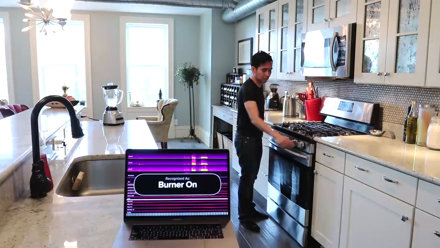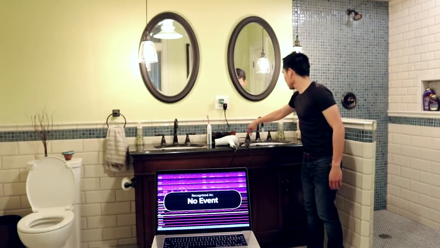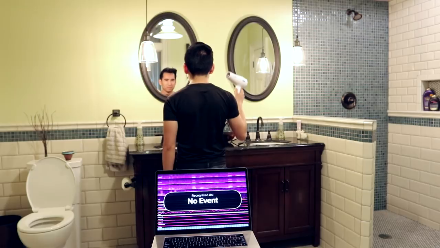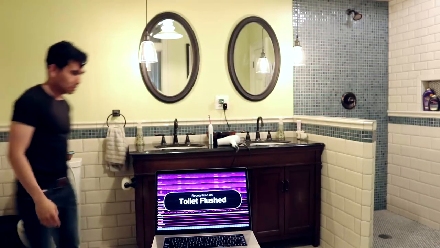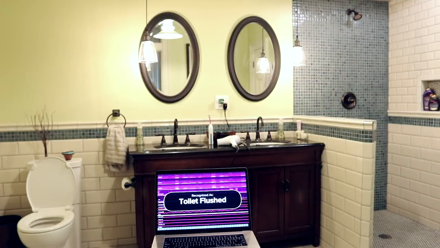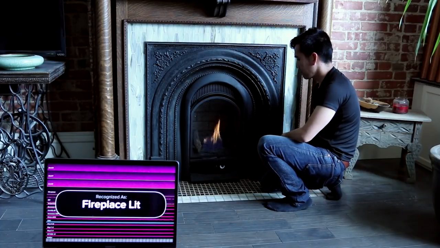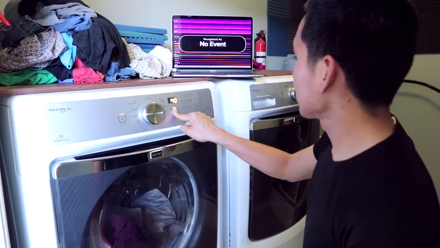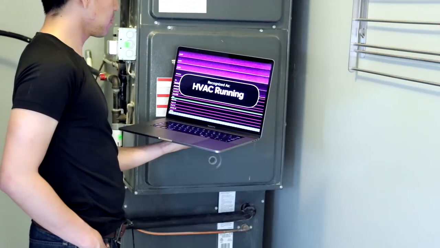Our system works across many different settings. For example, the shower in this bathroom, the two vanity faucets, various bathroom accessories, the toilet flushing, and the state of lighting. We can also detect multiple events in the house, including when a fireplace is on, the water tank is heating, the dryer is running, and when the HVAC is on.